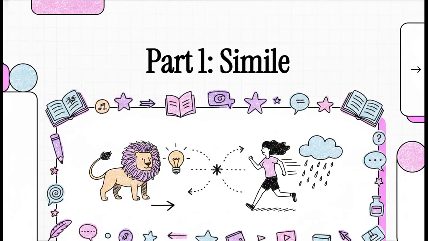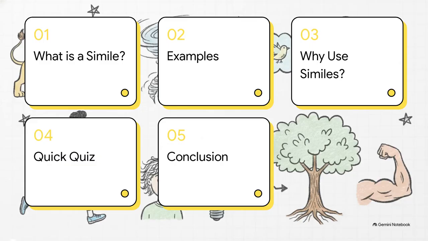I am absolutely thrilled to have you here today for part 1 of our brand new literary terms series. In this explainer series, our goal is pretty straightforward. We are going to master exactly one literary term in each lecture, breaking them down in a super simple, highly visual way. And today, well, we're kicking things off with a fantastic and incredibly common literary device, the simile. Okay, let's dive into this.